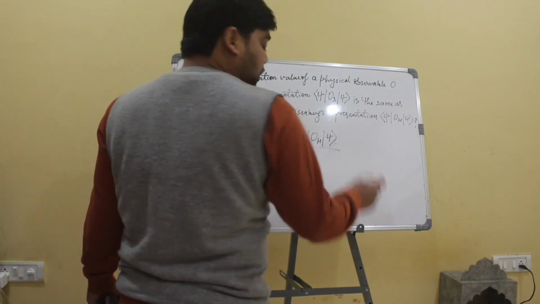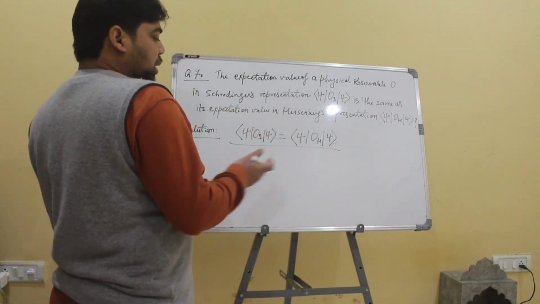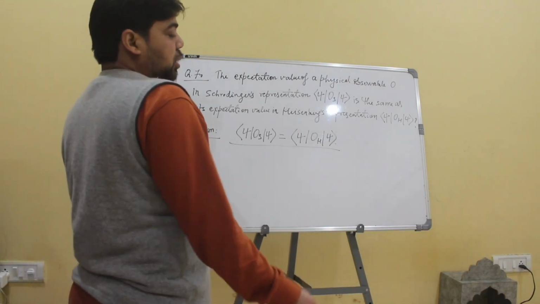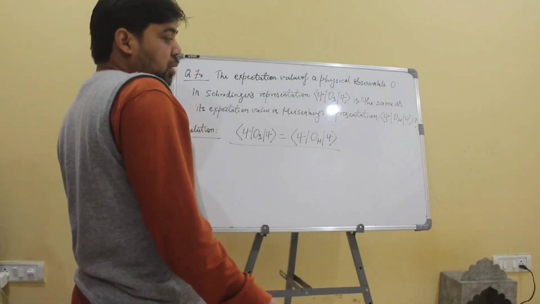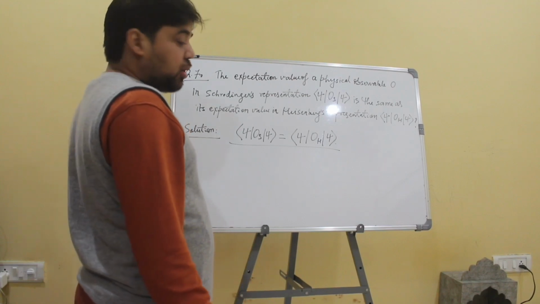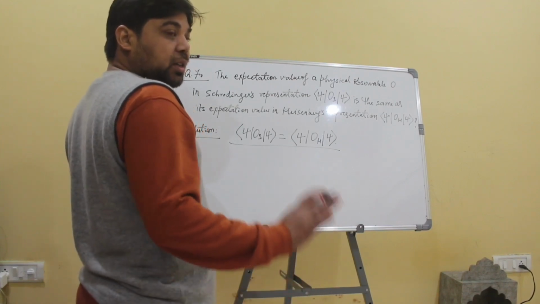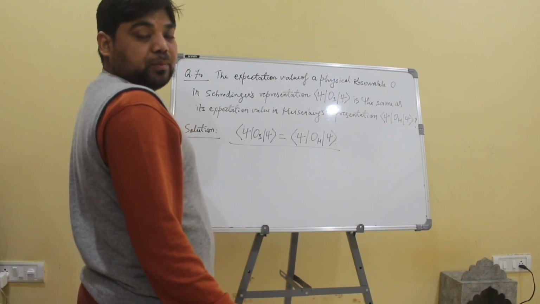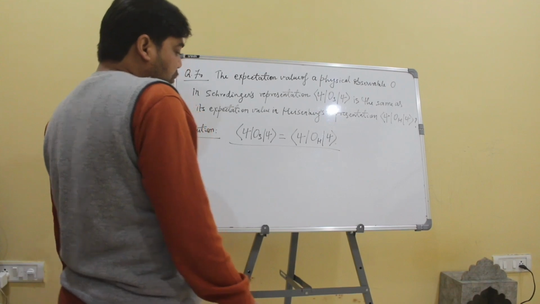So they do not differ; their end result does not differ. The expectation value remains the same whether you choose Schrodinger's picture or Heisenberg's picture. So never get confused about that. Always remember that the end result of the Schrodinger and Heisenberg pictures is the same. They both give the same expectation value.